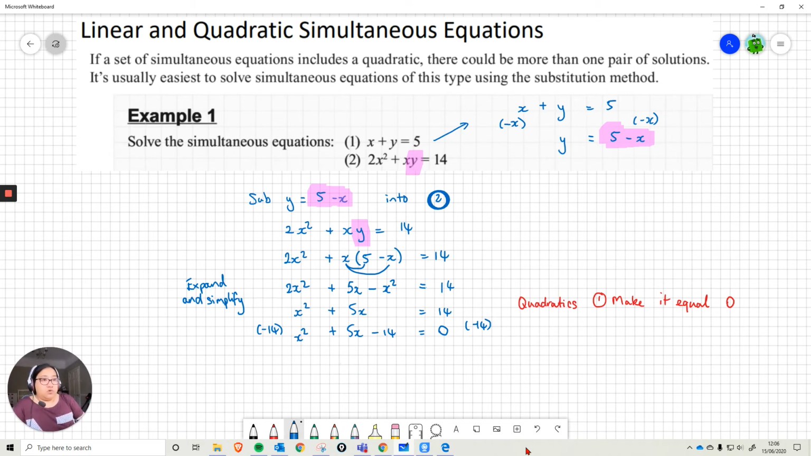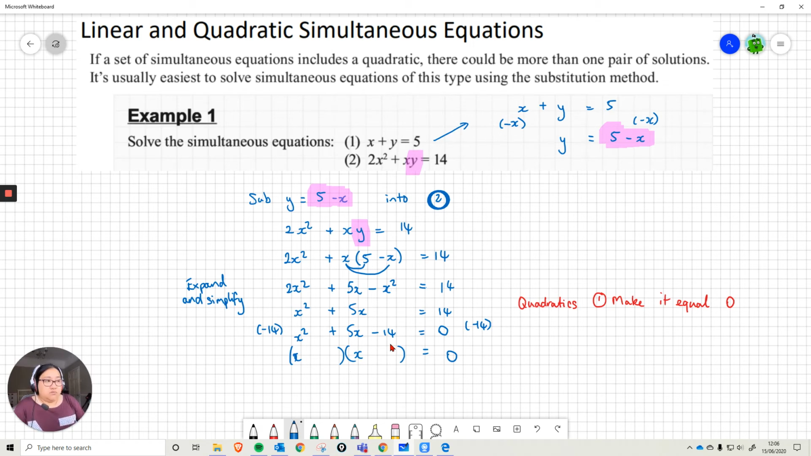So I'm going to factorize. I know it's a double bracket because I've got an x squared. So I've got this x squared term and this minus 14. So I've got to do 2 double brackets. Remember, it's still equal to 0. X and x makes the x squared.